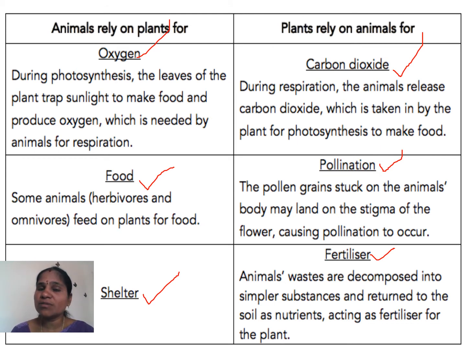Next, coming to plants relying on animals for fertilizers. What is meant by fertilizers? The plants get minerals from these fertilizers. Suppose, for example, your mother, while cooking, peels all the vegetables and removes the outer layer and throws that layer outside. Even fruit peels and vegetable peels, you should not throw away.